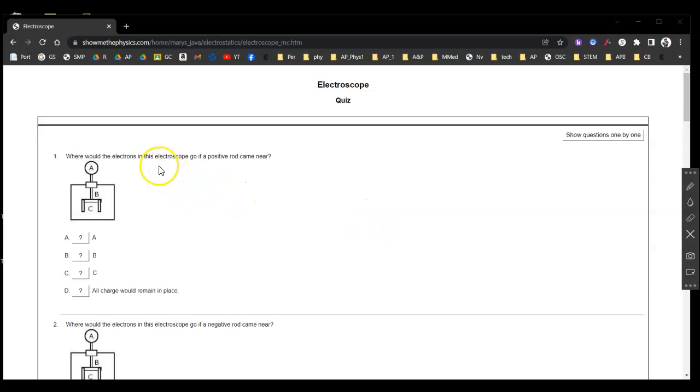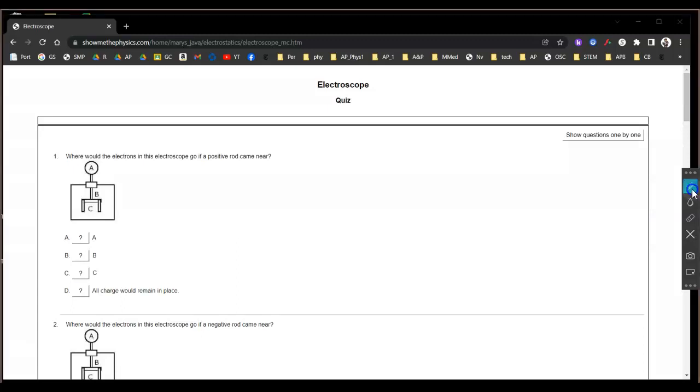Electroscope quiz. Where would the electrons in this electroscope go if a positive rod came near? So what do you think? Let's put a positive rod here. The rod's positive. We're told electrons, of course, are negative. So where do you think they'll go? What would you pick? Right, opposites attract.